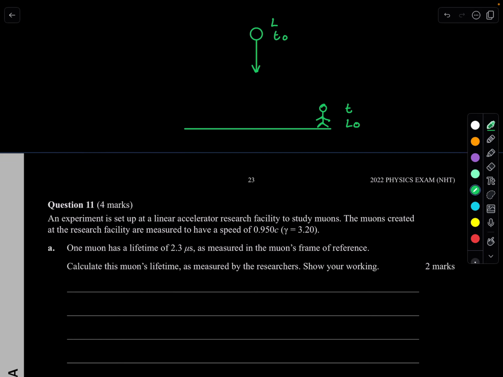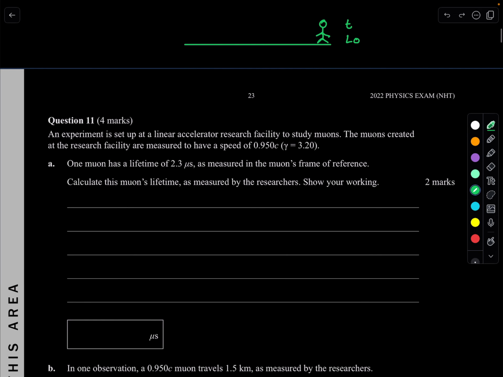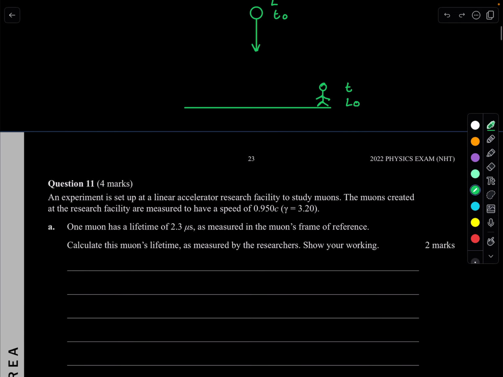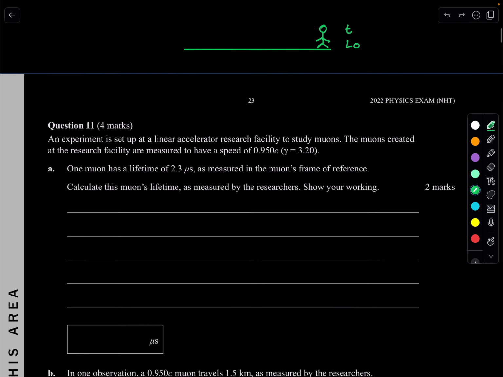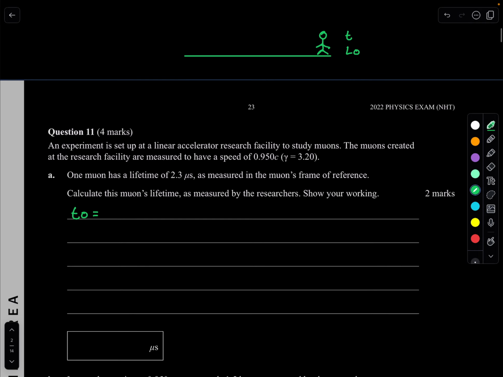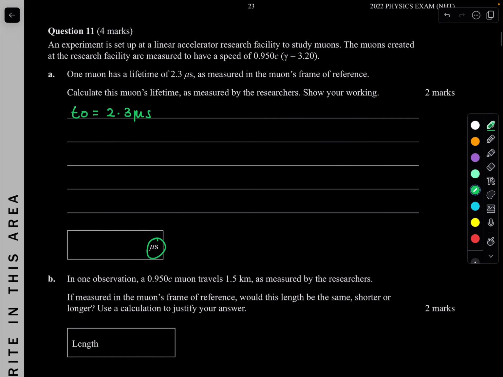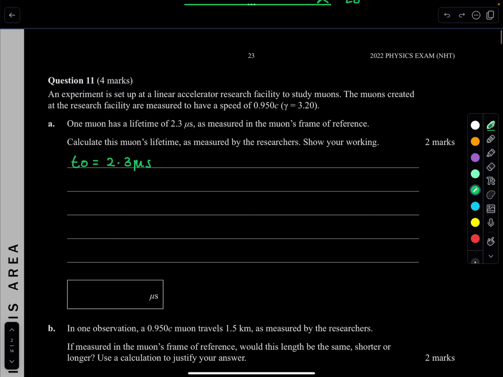So one muon has a lifetime of 2.3 microseconds as measured in the muon's frame of reference. So in its frame of reference, it's measuring time, which is our proper time. Remember, in the muon's frame of reference, it's going to measure proper time. And we want to calculate the muon's lifetime as measured by the researchers, which is the time that's dilated. So let's write everything down. Proper time is 2.3 microseconds. Now, we don't want to change microseconds to seconds just because the answer is going to be in microseconds itself. So that's just more work.